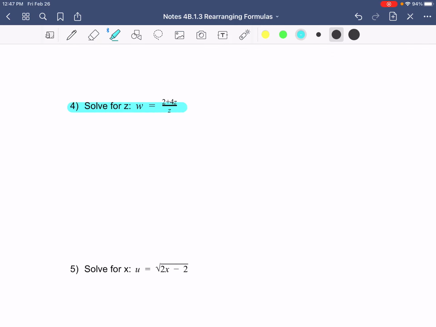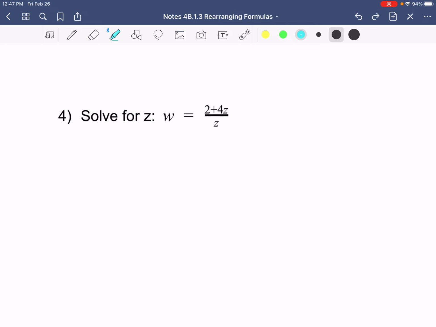Number 4 says solve for z. W equals 2 plus 4z divided by z. So notice that we're solving for z, but there are 2 z's. So this is going to be kind of like our rational expression inverse problems we did back in January. But to start us off, I'm going to get rid of this dividing. So I'm going to multiply both sides times z.